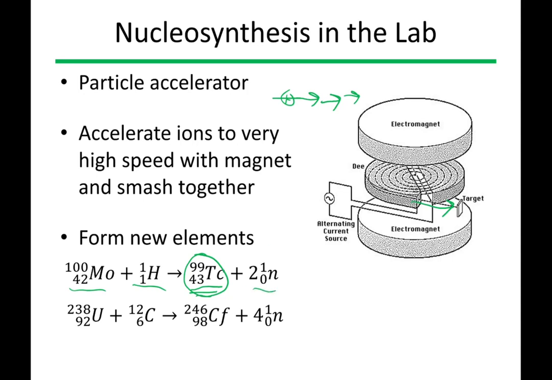Another reaction, for example, is a reaction with some uranium-238 and a carbon-12 ion. The element that was produced in this case was californium, and it got its name from being made here in California at what is now the Lawrence Berkeley National Labs.